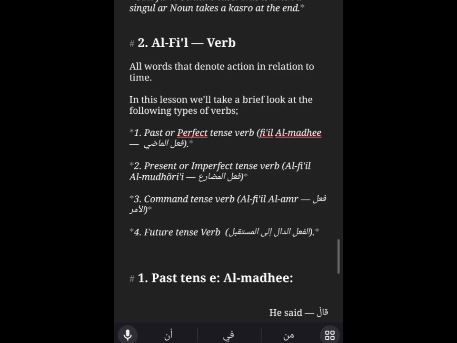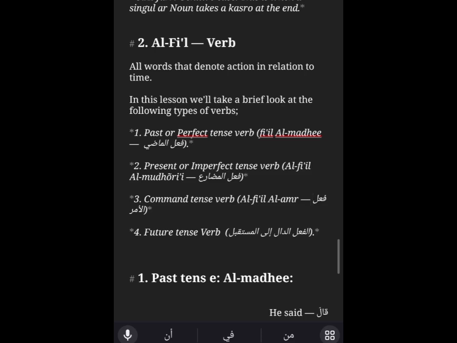Number 4. Of course, this number 4 is a part of number 2, it's a part of fi'l al-mudari. However, we need to separate them because there are some entities that will allow us to make a distinction between them. What do I mean?